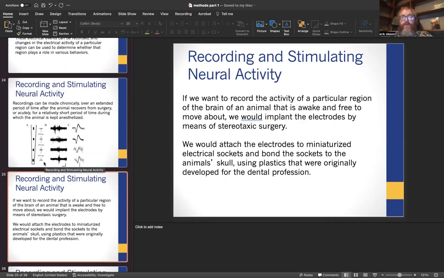So if we want to record the activity of a particular region of the brain, we would need to do this in the awake and behaving animal, which really requires the implantation of electrodes and surgery. We do this by attaching the electrode to miniature electrical sockets and bond these sockets to the animal's skull. There are many different ways and approaches that this has been done.